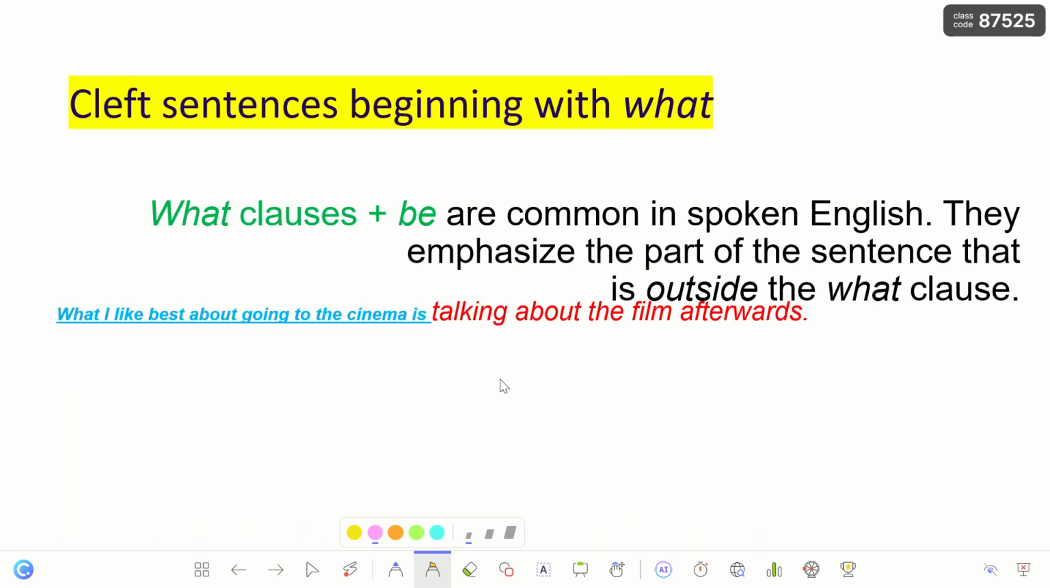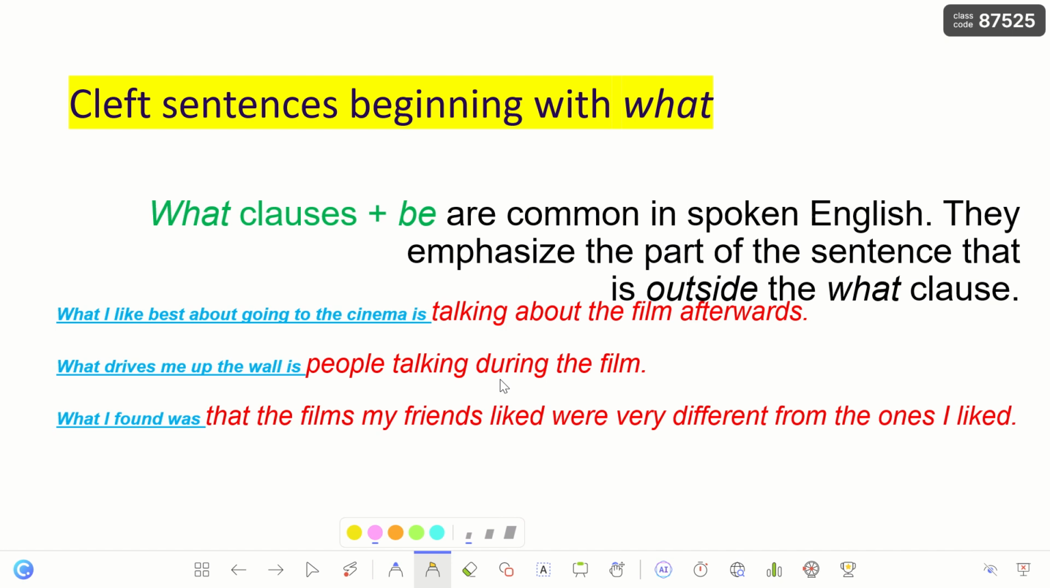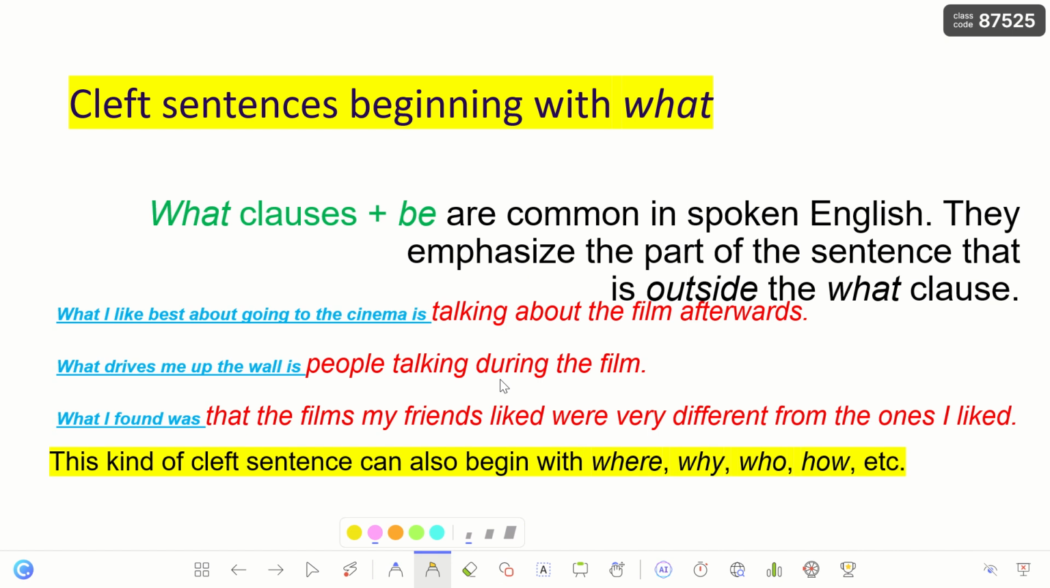So what I like best about going to the cinema is what? What I like the best is talking about the film afterwards. What drives me up the wall is people talking during the film. What I found was that the films my friends liked were very different from the ones I liked.